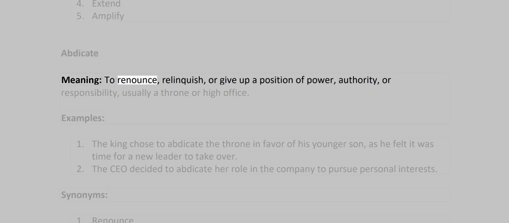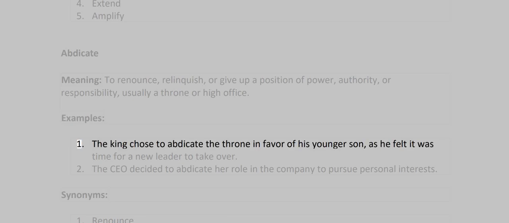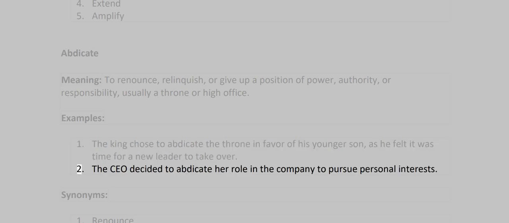Abdicate. Meaning, to renounce, relinquish, or give up a position of power, authority, or responsibility, usually a throne or high office. Examples. 1. The king chose to abdicate the throne in favor of his younger son, as he felt it was time for a new leader to take over. 2. The CEO decided to abdicate her role in the company to pursue personal interests.